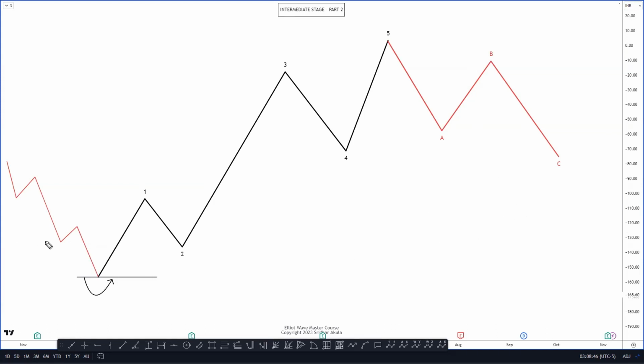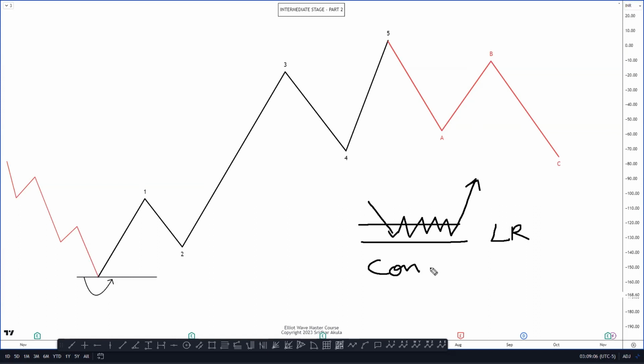So it's very, very important while calculating this. It's a high probability setup that you're looking for, or a low risk setup. So let the market come, let the market decide what it wants to do. If it reverses from here, only then you confirm. Confirmation is a very, very important aspect of your wave calculation.